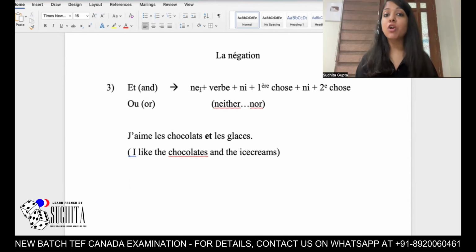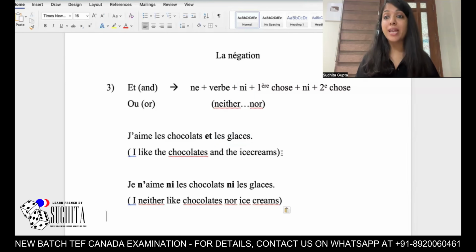So for that, first of all, according to our formula, you have to search for the verb in our sentence. The verb is aime. Je n'aime. Then you'll search for the first thing in your sentence, which is les chocolats. Before that, you have to put ni. And then the second thing is les glaces. Before that second thing, you're going to put another ni. The first ni is for neither and the second is for nor. So, je n'aime ni les chocolats ni les glaces, which means I neither like chocolates nor ice creams.